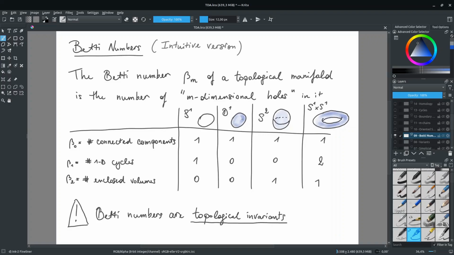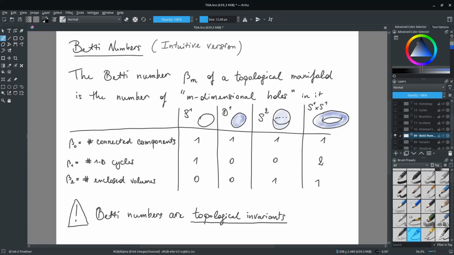If I take a sphere now, it's a 2D surface. It's still one connected component. Still no cycle, for mostly the same reason as the disk. But now my sphere is like a bubble. There's an inside and an outside of the sphere. And so I say that it's going to be one enclosed volume. So beta 2 is going to be equal to 1. Okay, so far so good.